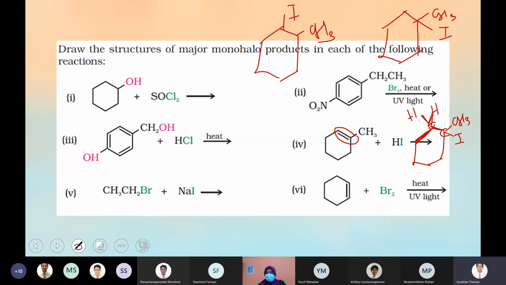Ma'am, even for the sixth one, will the double bond break? Yeah, but sixth one is symmetrical, so you will get bromine on both the carbons. Here also bromine, because it's the same thing you will get. Okay, ma'am. Thank you.